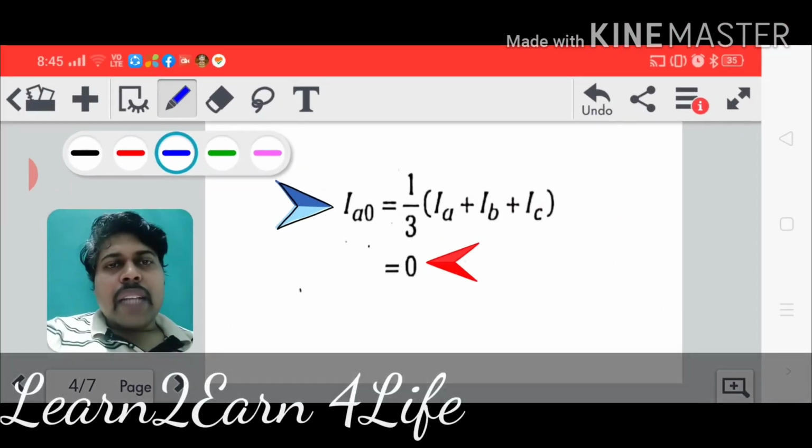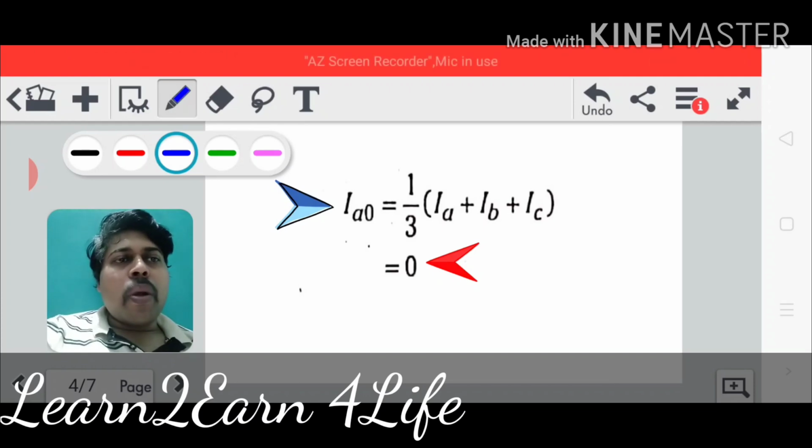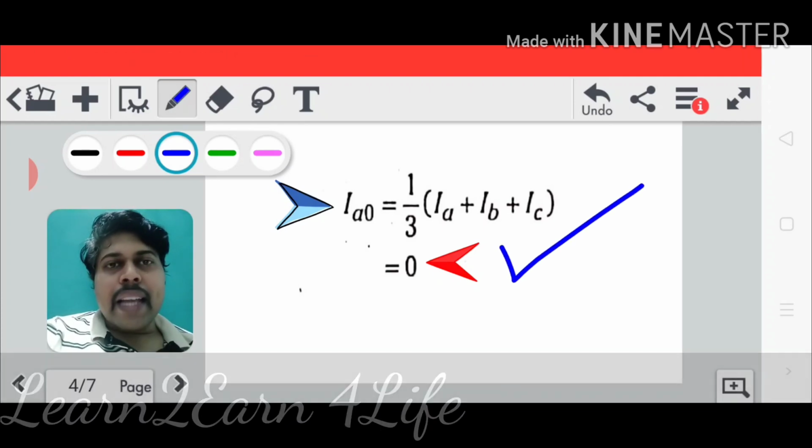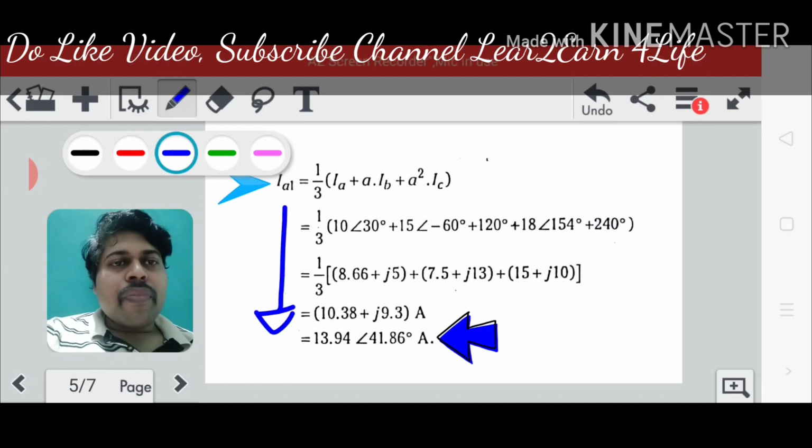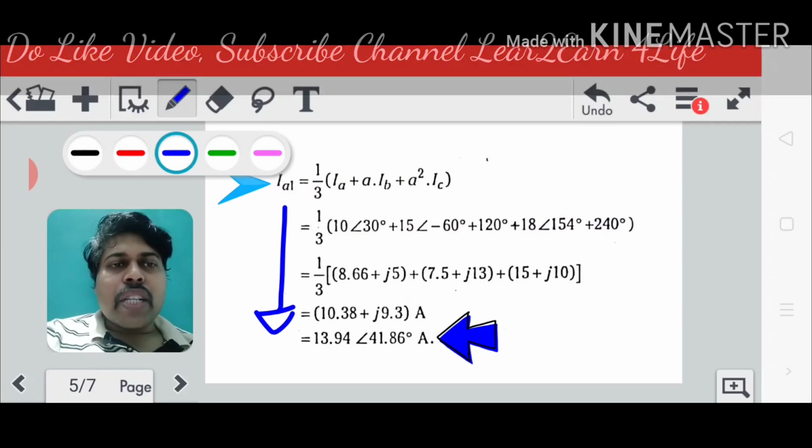Let us solve for the symmetrical currents. First one is IA0. We know that by the theory of three-wire system, IA0 will always be equal to 0, and it is the expected case. Solving for IA1, which is equal to 1 by 3 into bracket IA plus A IB plus A square IC, putting the values of the line currents IA, IB, IC as well as A and A square in this expression and solving it, we will get 10.38 plus 9.3J ampere in rectangular form and in polar form as 13.94 at an angle.